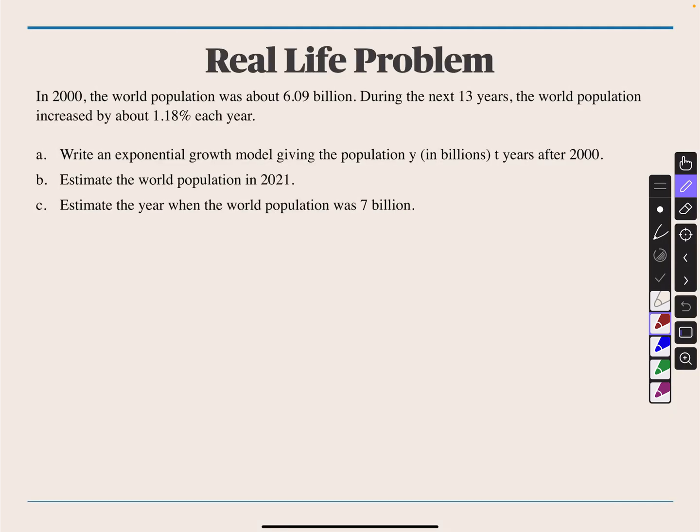Next example, population. We start with, in 2000, 6.09 billion people. During the next 13 years, it keeps going up by 1.18%. Let's write a model in billions for t years after 2000. So our raw model, this is growth clearly, is 1 plus your rate to the t. How much do we start with? We started with 6.09 billion times 1 plus, what's our growth rate?